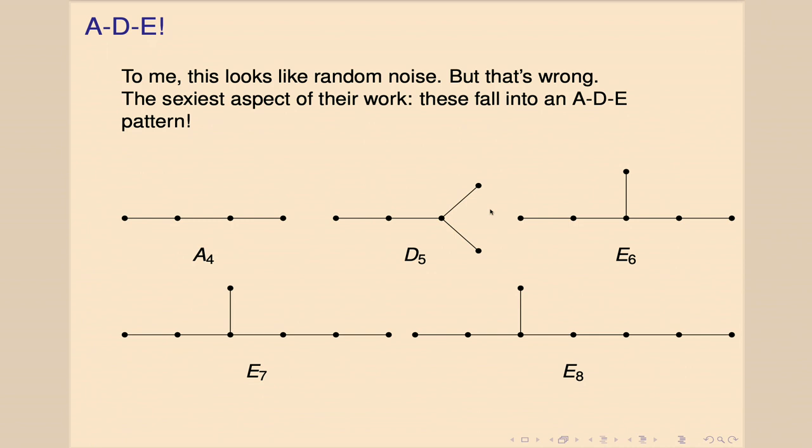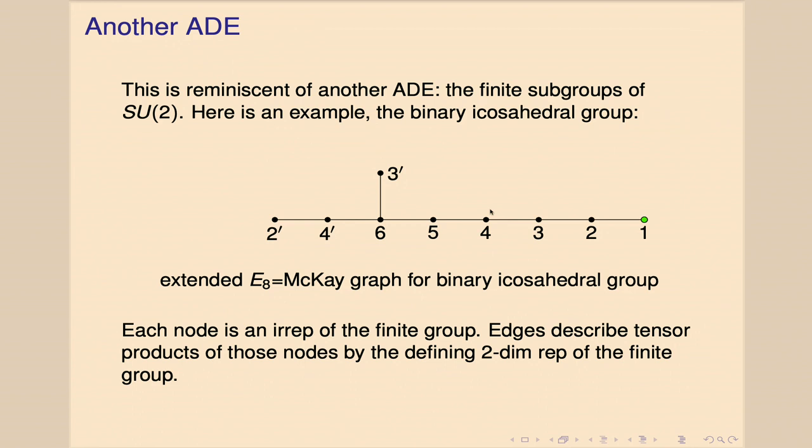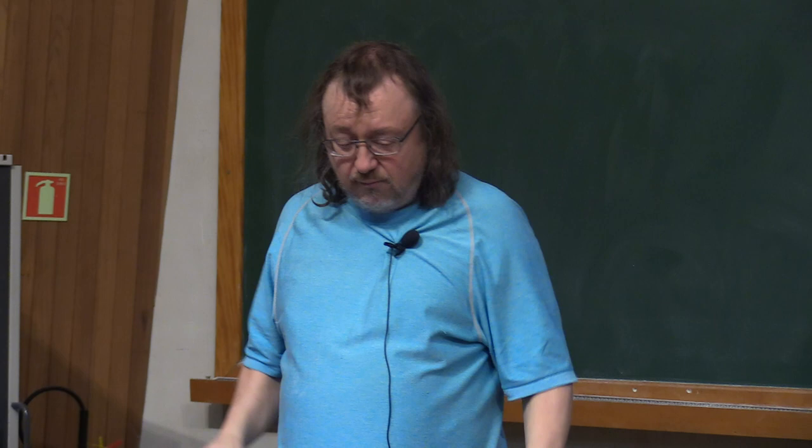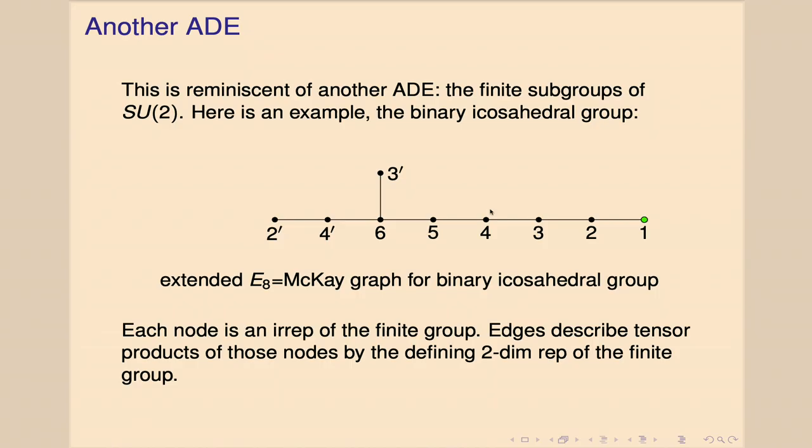Now there's another ADE that we're all familiar with, and this is the finite subgroups of SU2. So, for example, if we look at the binary icosahedral group, then you can associate it to the extended E8 diagram. So the Cappelli-Itzykson-Zuber graphs are non-extended ADE, and these are extended ADE. So to every irreducible module of the binary icosahedral, in this case, you attach a node. Now there's a defining representation, namely the two-dimensional one. This is the embedding of binary icosahedral inside SU2. And that's the one that I'm going to call 2 here.